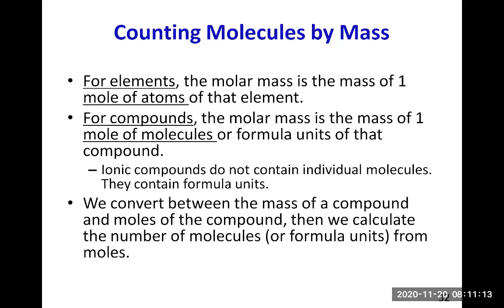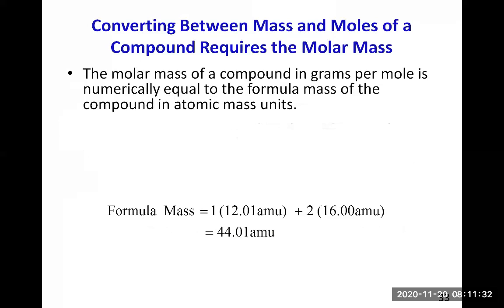And so we convert between the mass of a compound and the moles of the compound using the molar mass. Then we can calculate the number of molecules or formula units from the number of moles using the Avogadro number. So that's how we count molecules by mass. Let's go through an example where we will convert between mass and moles of a compound. Converting between mass and moles of a compound requires the molar mass.